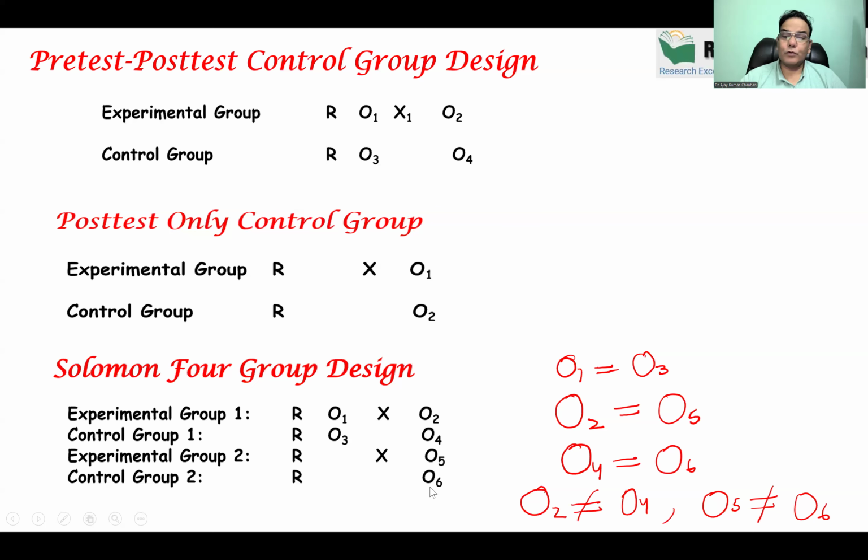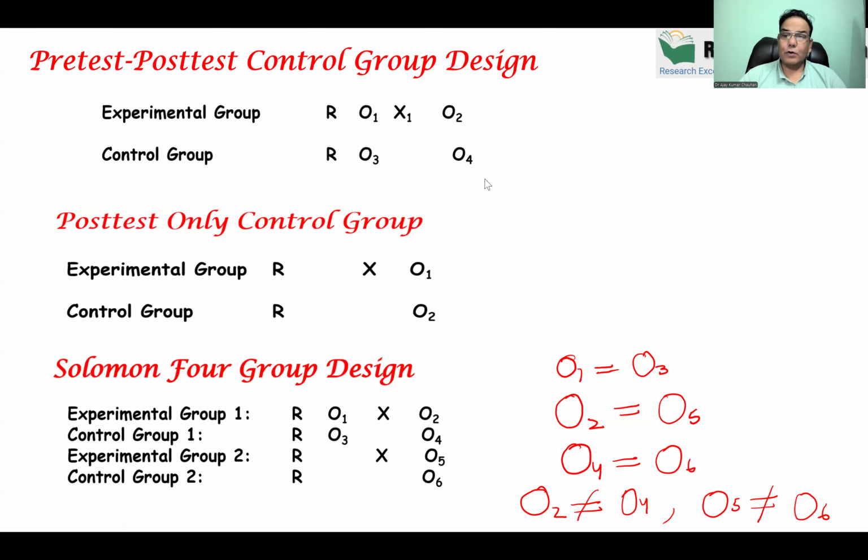O4 O6, in which you did not do the experiment, both groups must have the same outcome, and O2 must be better than O4 and O5 must be better than O6. So after proving all these relationships, you can conclude that the treatment leads to better improvement. So Solomon group design is better in all the three cases.